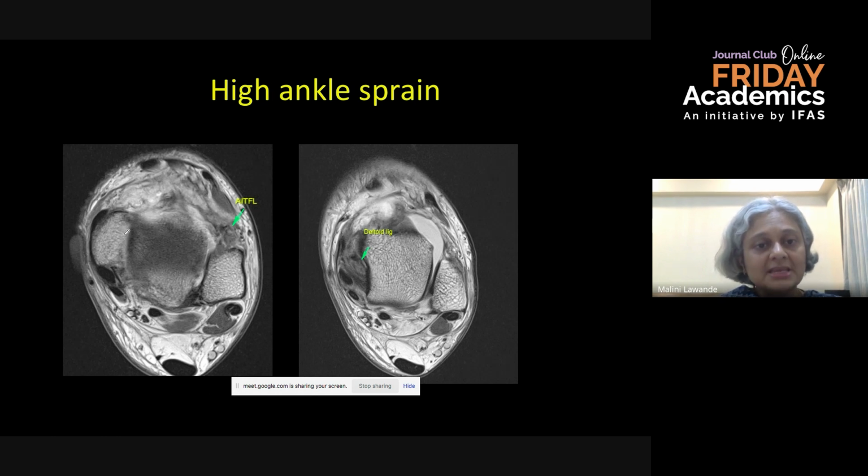And here we can see just where the talar dome is yet to start. And you can see the anterior inferior tibiofibular ligament. High grade injury can be seen. Same patient also had deltoid ligament injury. These are the normal fibers which look striated, while these fibers you can see show bright signal, more homogeneous. So there's a partial thickness injury.